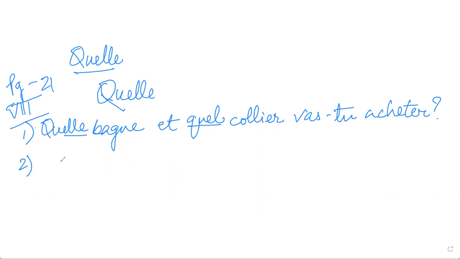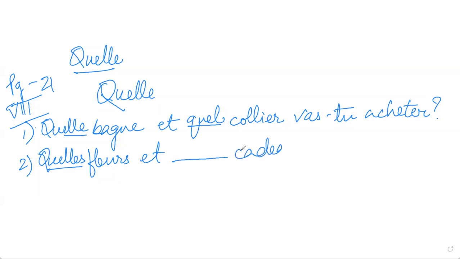Next one is fleurs. Fleurs is in plural form. So fleurs is masculine or feminine? Feminine. Feminine plural. Now we'll write quelles in plural form. Quelles fleurs. And cadeau is masculine or feminine? Masculine. So what will be placed here? Quel cadeau achetez-vous? Which flowers and which gift are you buying? Okay.